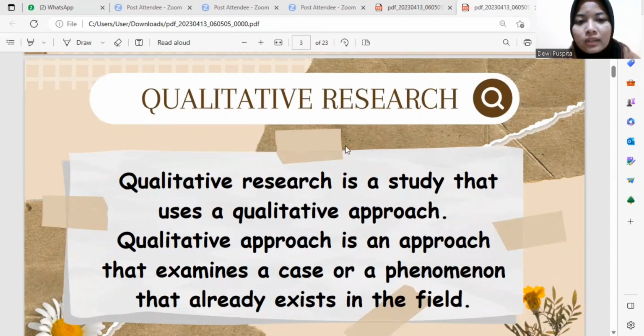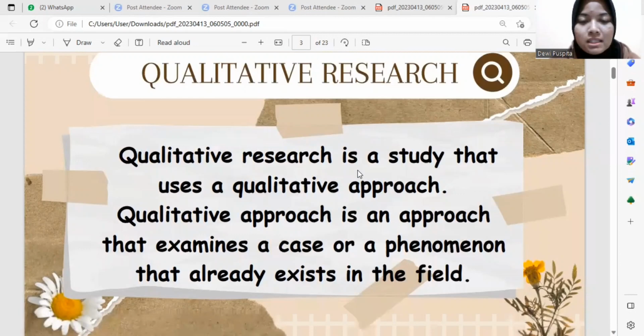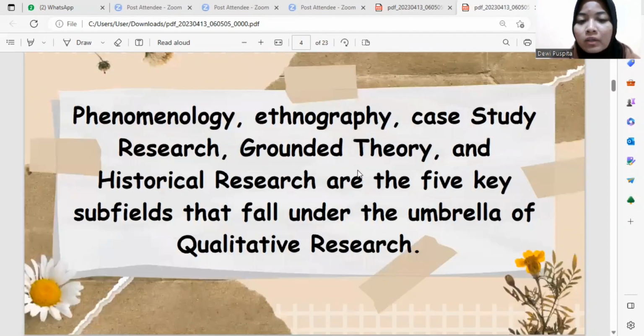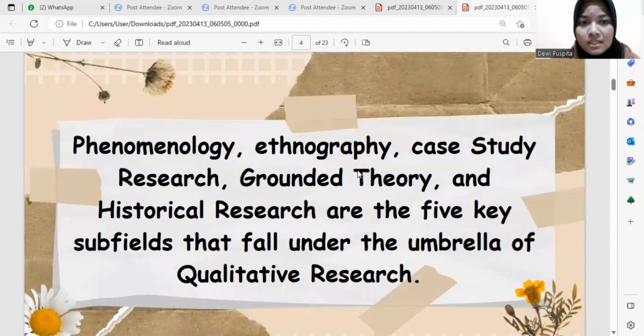I will explain about qualitative research. So, qualitative research is a study that uses a qualitative approach. Qualitative approach is an approach that examines a case or a phenomenon that already exists in the field. And phenomenology, ethnography, case study research, grounded theory, and historical research are the 5 key subfields that fall under the umbrella of qualitative research.